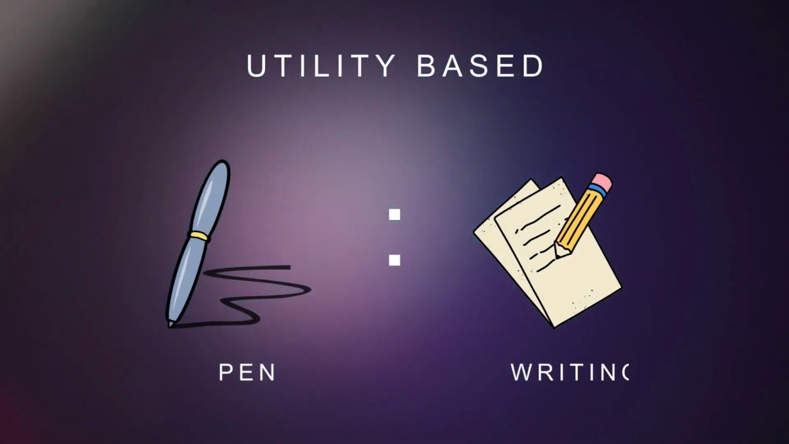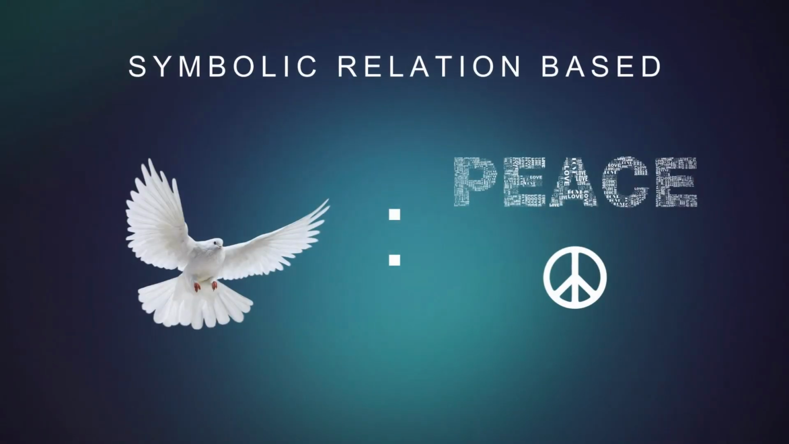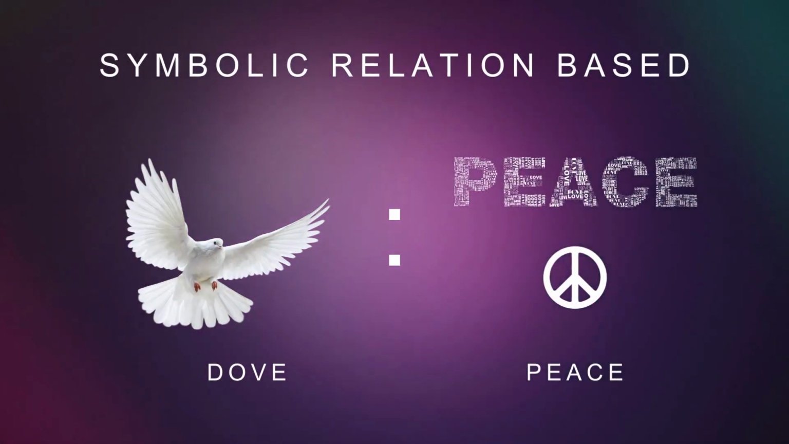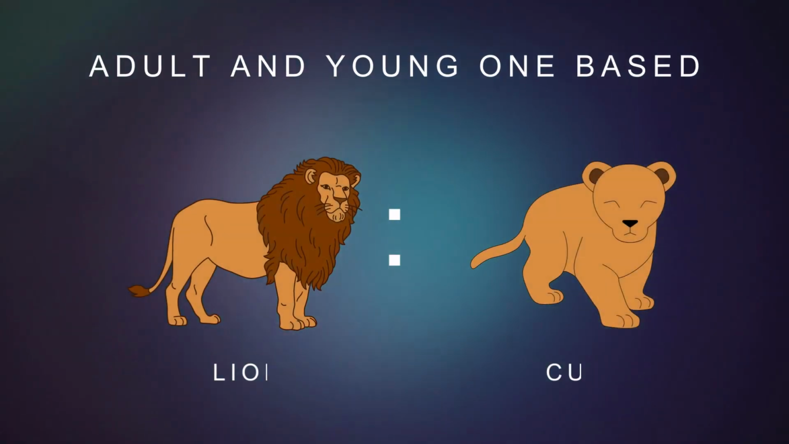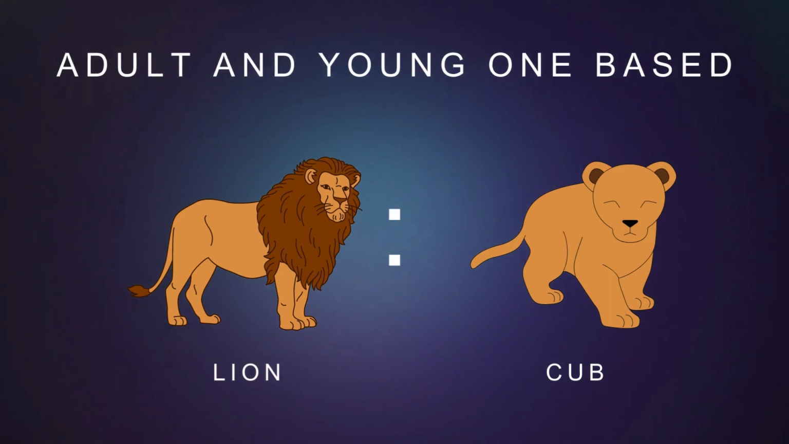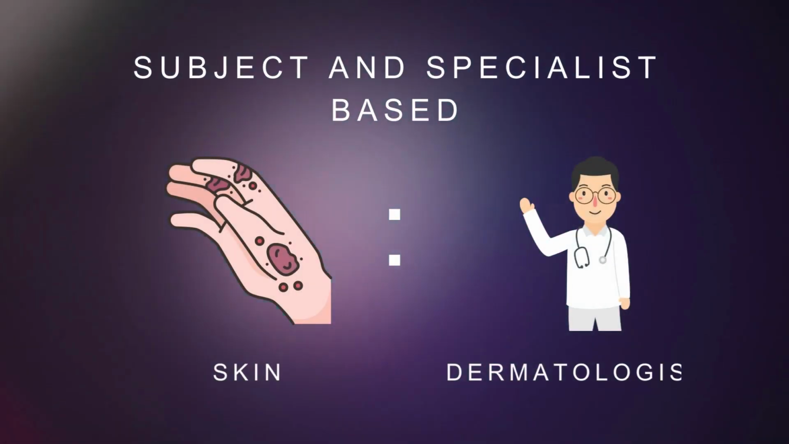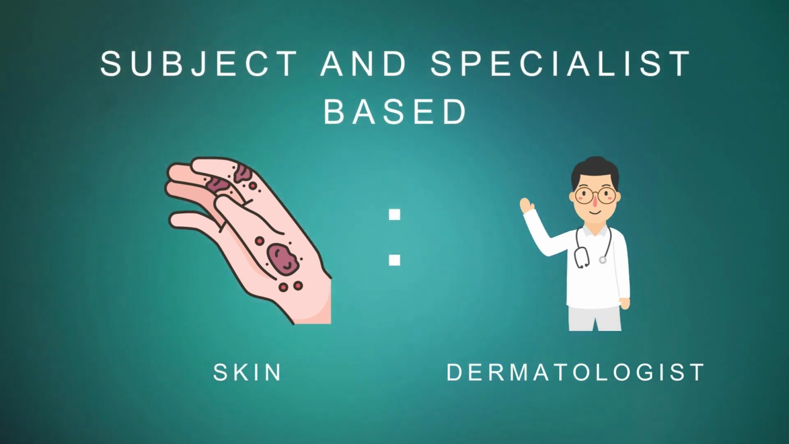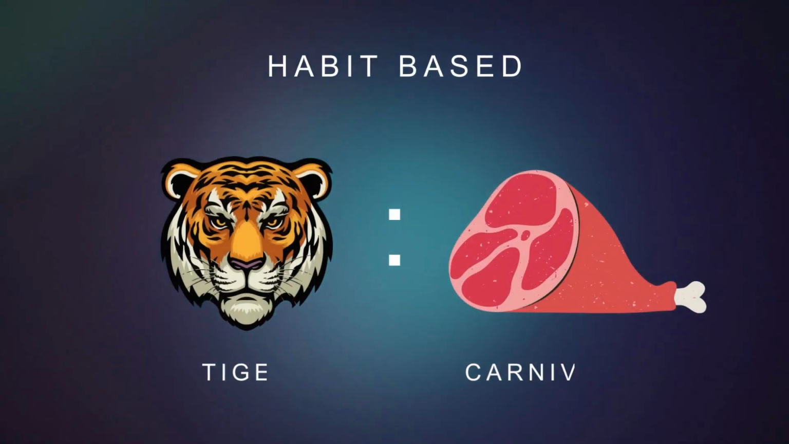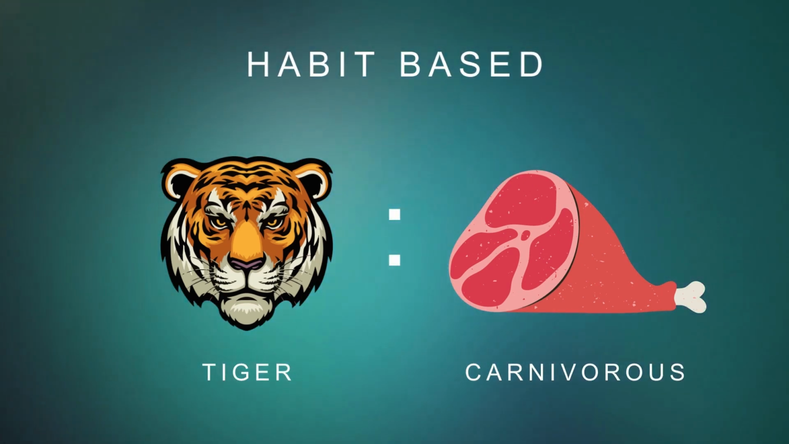Pen, writing. This example is utility based. Dove, peace. This example is symbolic relation based. Lion, cub. This example is adult and young one based. Skin, dermatologist. This example is subject and specialist based. Tiger, carnivorous. This example is habit based.